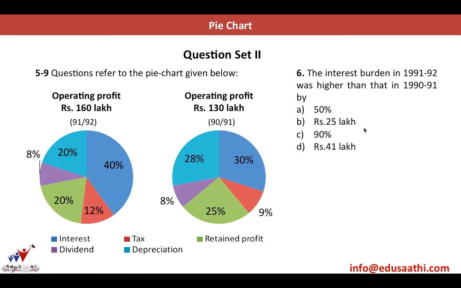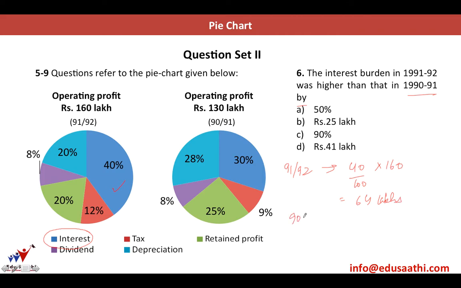Let's look at the next question. The interest burden in the year 1991-92 was higher than that in 1990-91 by. So let's look at the interest burden here. This color represents the interest burden. So in 91-92, the interest burden was 40% of the total operating profit, which is 160. So this gives me the answer as 64 lakhs.